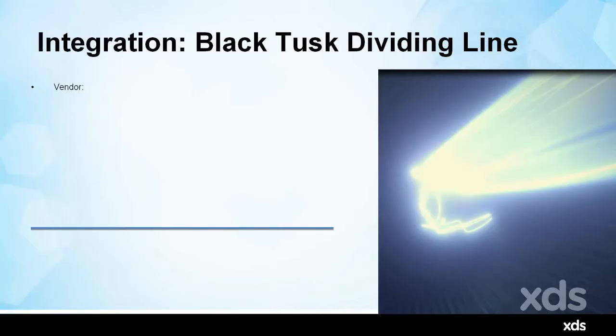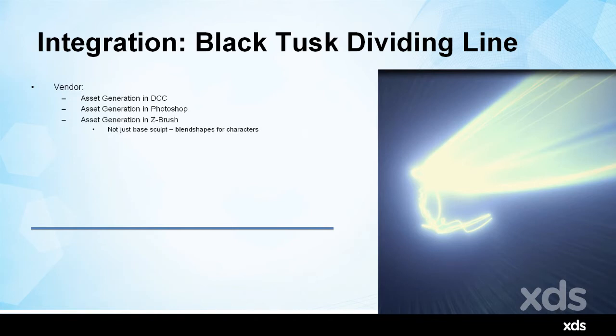So our dividing line at Black Tusk for what we outsource and what we don't, sort of trying to talk a bit more about our actual experience here. So this is what the vendor does. They generate the asset in Maya or whatnot. They also make the textures in Photoshop, ZBrush. They make not just base sculpts. We outsource all the blend shapes for our characters, which can be hundreds.